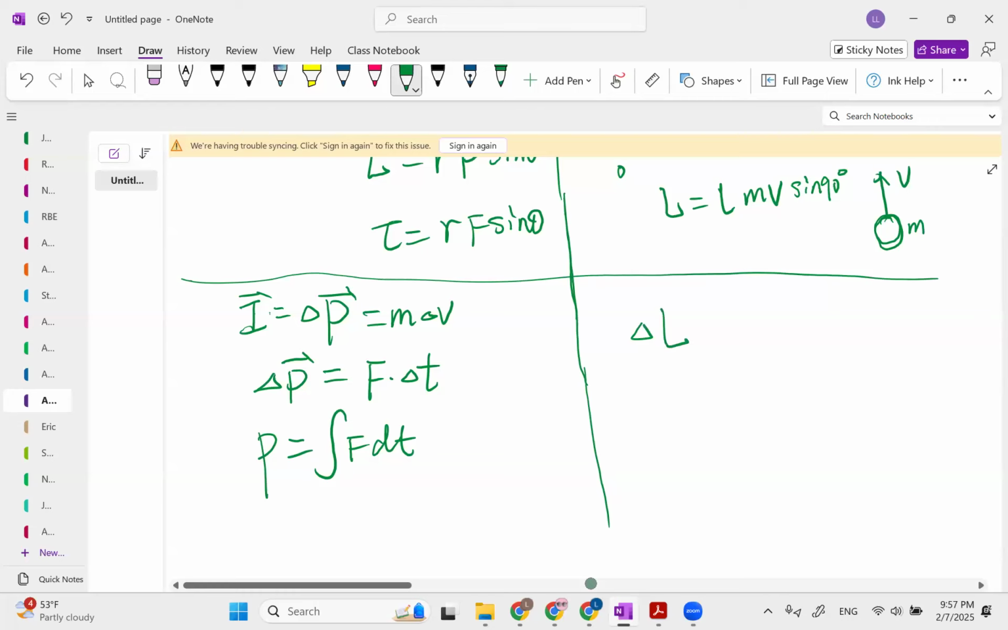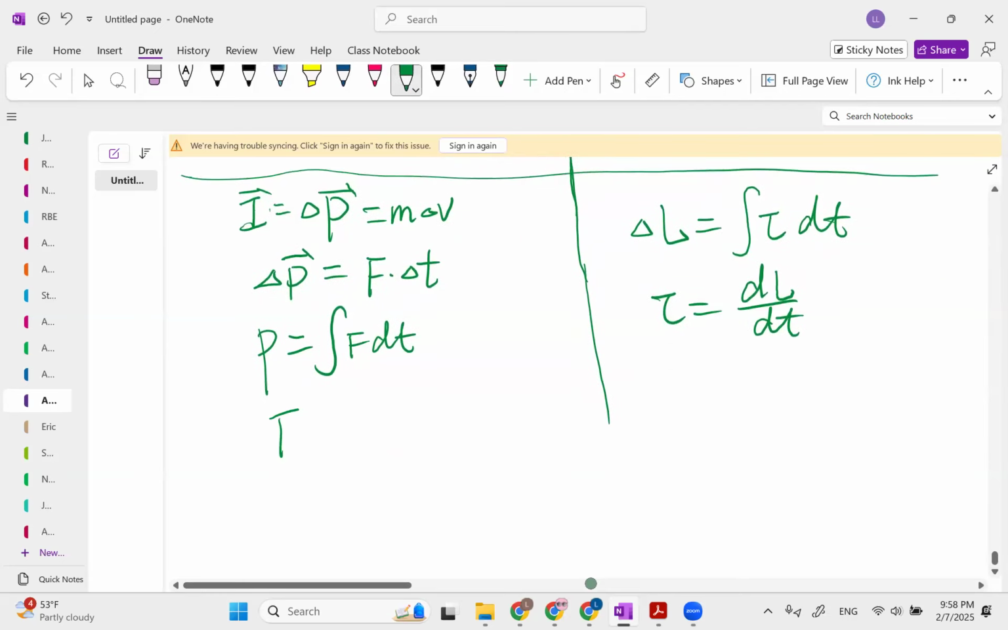Correspondingly, change in angular momentum will be equal to torque times dt, right? Or torque equals dL/dt. F here will be dp/dt. P is the momentum, not power. Got it?